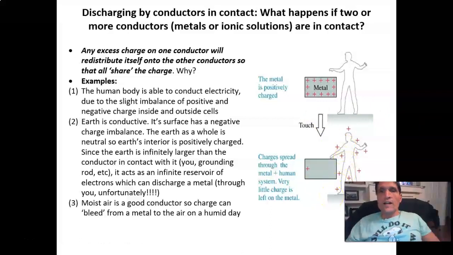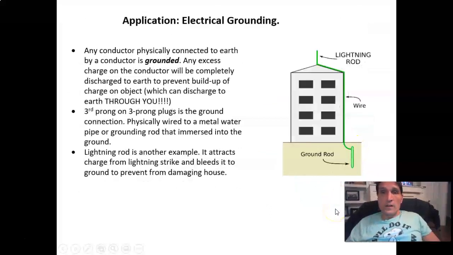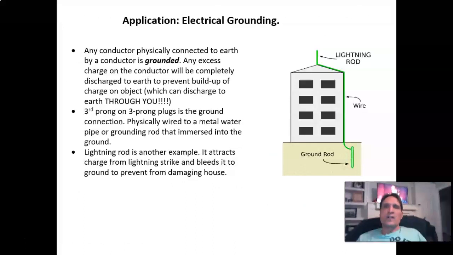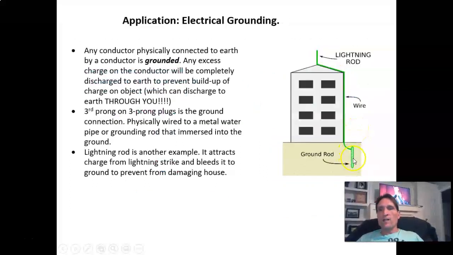Okay, so anytime metals are in contact, or any conductors are in contact with one another, any net charge on one of them can be dissipated onto all of the other bodies. So let's look at a good example of it, a lightning rod. Let's suppose here that we take this metal rod and we connect it to our roof, and then we hook it up through a wire to a metal rod which is buried into the ground. And this is what's called the grounding rod.